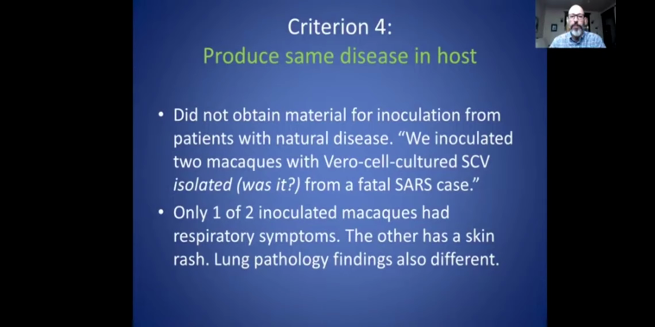So in other words, even if you say that they really did inoculate them with something they isolated from a sick person, they didn't cause the same disease in both of the hosts, only in one of them. And the other one had a skin rash. And even when they examined their lungs at autopsy, because of course they killed these animals right after the experiment, they found different findings. One had extensive lung pathology and the other one did not.